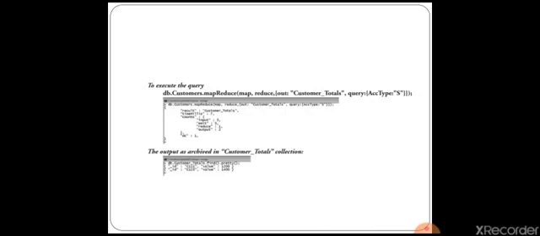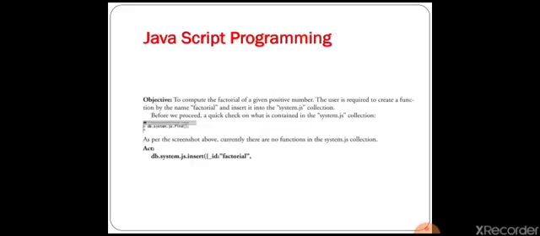To execute this query, we'll use this syntax: db.customers.mapReduce, map comma reduce, output customer totals, query account type S. The output will be like this: C111 value 1200 and C123 value 1400. Now next we'll go for JavaScript programming.